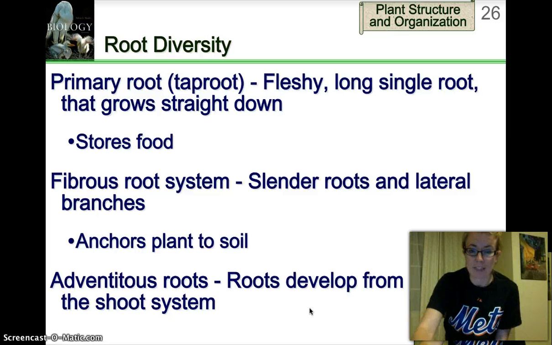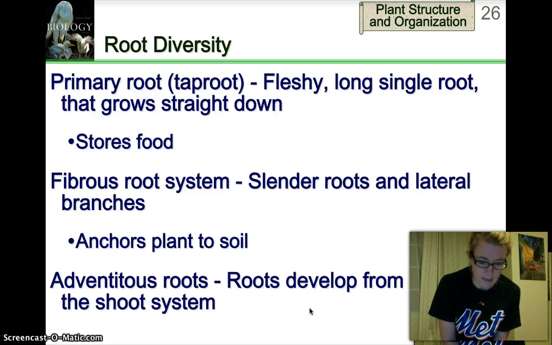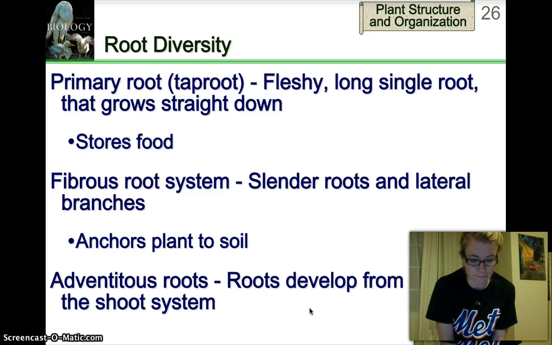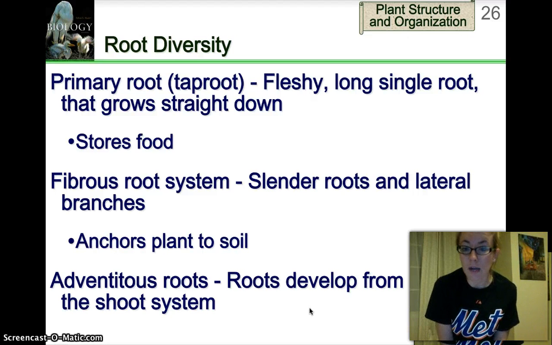Then we have adventitious roots, which are roots that develop from the organs of the shoot system. So they work as roots, but they come from the shoot tissue, not from the root tissue, but they still serve as roots.